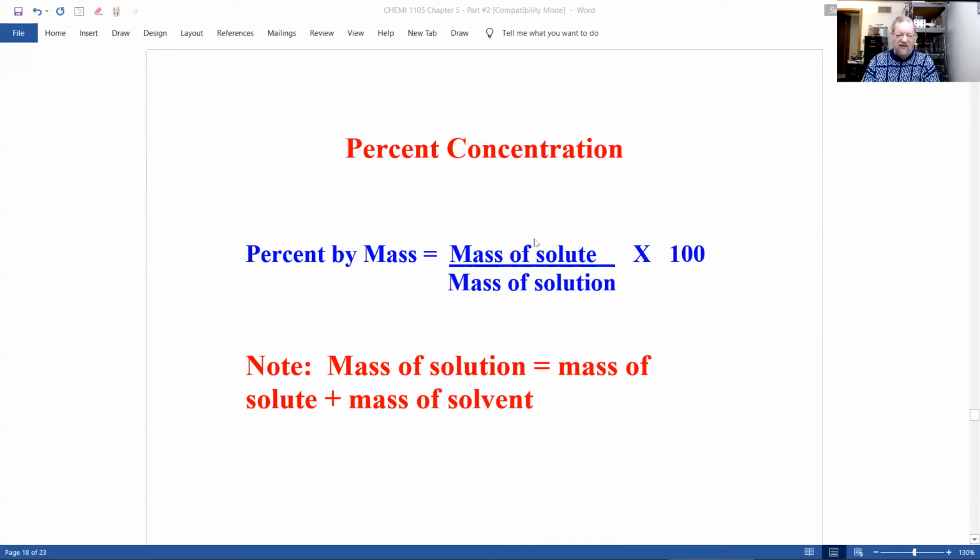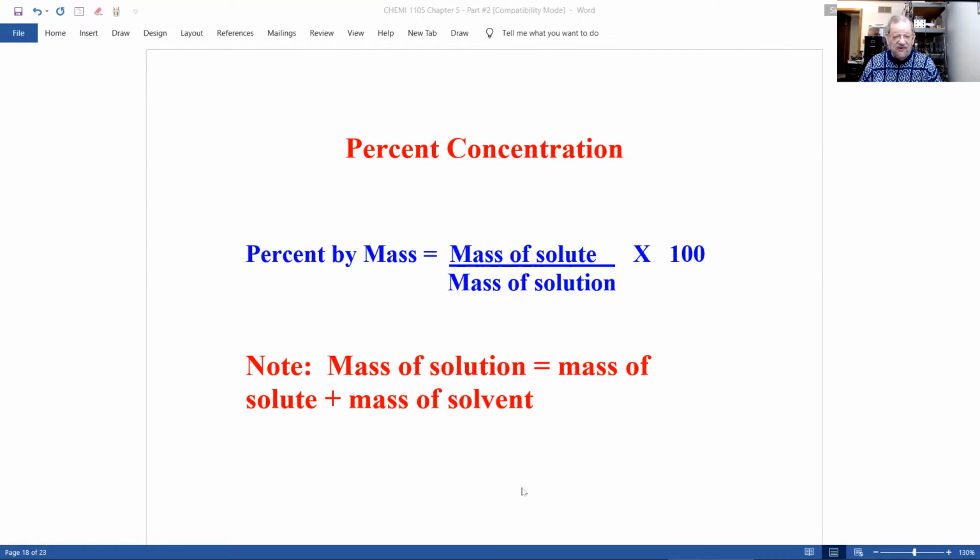Remember, percent concentration is the percent by mass, meaning weight, and you calculate that number by the mass of solute divided by the mass of solution times 100. And the mass of the solution is the mass of the solute and solvent. Now, the higher the percent mass, the more solute is present in that solution.